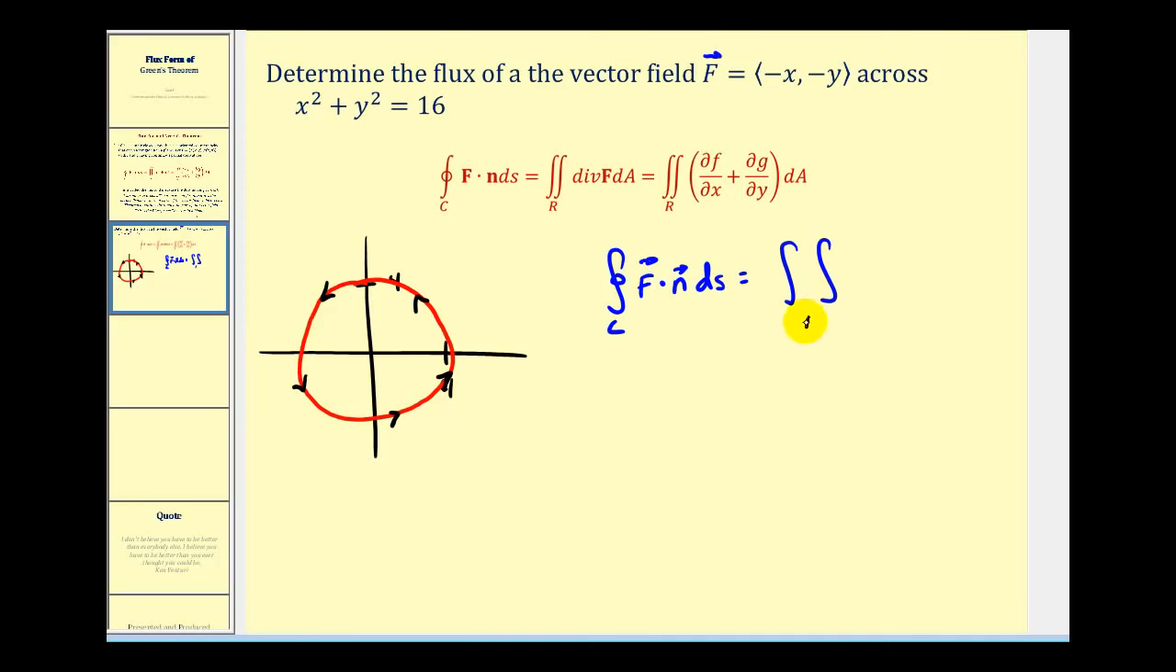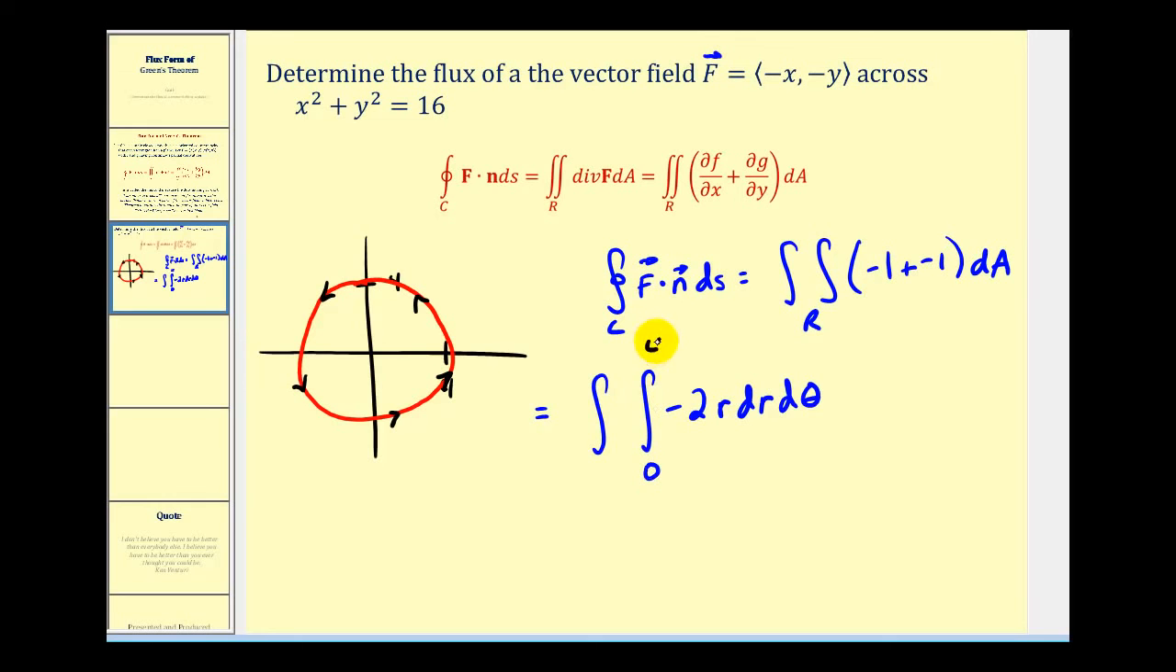So we'll have the double integral over the region where the integrand is the partial derivative of F with respect to x, that's going to be negative 1, plus the partial derivative of G with respect to y, that's also going to be negative 1, dA. And because our region is a circle, let's go ahead and integrate this using polar coordinates. So we'll have negative 2, and then differential A is equal to r dr d theta. And then for the limits of integration, r will be from 0 to 4, and theta will be from 0 to 2 pi.